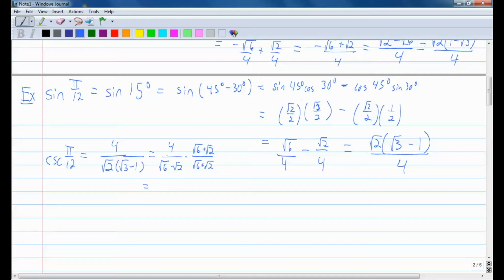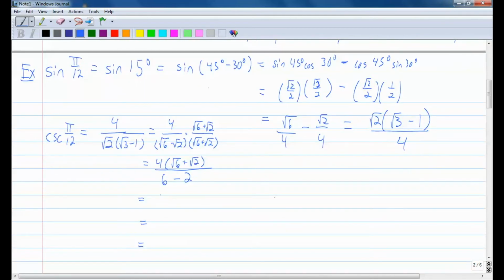Alright, if I do that, I'm going to have 4 times square root of 6 plus square root of 2 over, now multiply your denominators together. Multiply the first terms and the last terms, because the middle terms are going to cancel out, which makes this thing simplify and look a little prettier, in my opinion, because now you have a 4 in the denominator. And so now you have square root of 6 plus square root of 2, or square root of 2 times square root of 3 plus 1. That's your final answer.